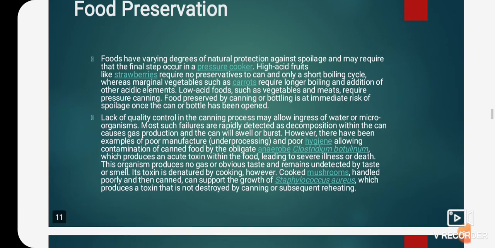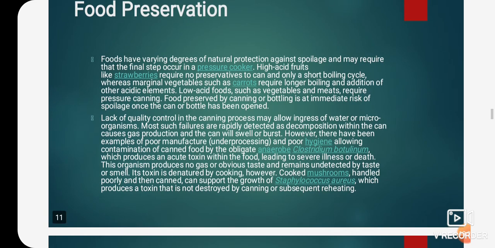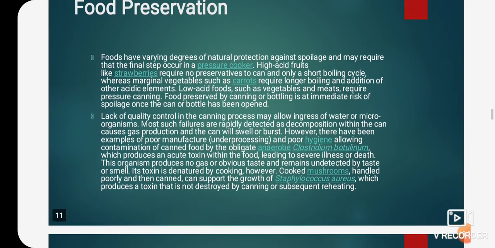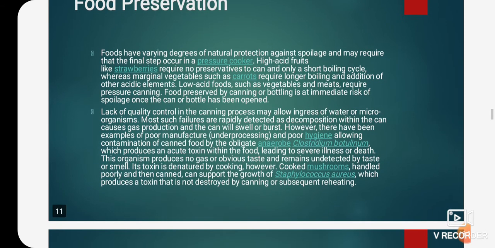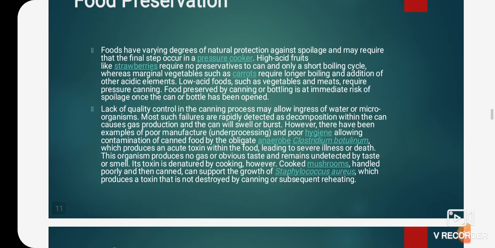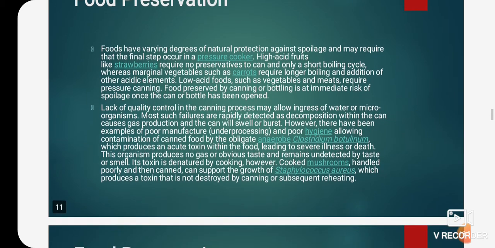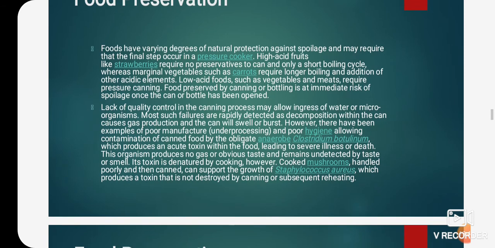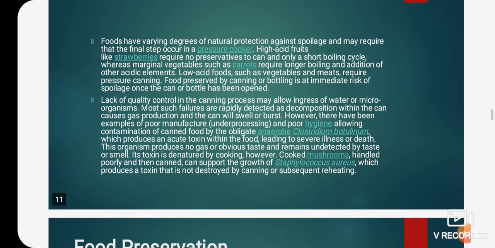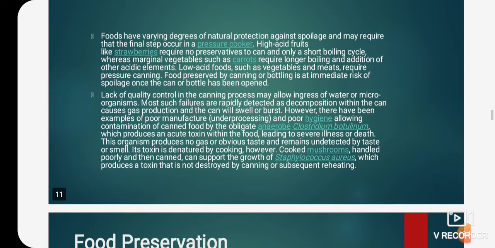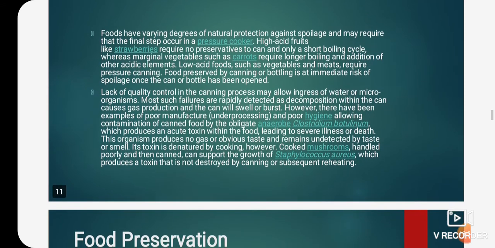However, there have been examples of poor manufacture, under processing, and poor hygiene allowing contamination of canned food by the obligate anaerobe Clostridium botulinum, which produces an acute toxin within the food, leading to severe illness or death. This organism produces no gas or obvious taste and remains undetected by taste or smell. Its toxin is denatured by cooking.